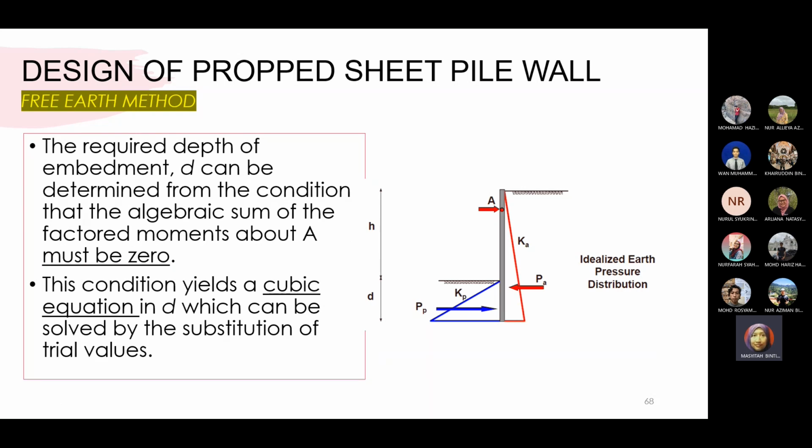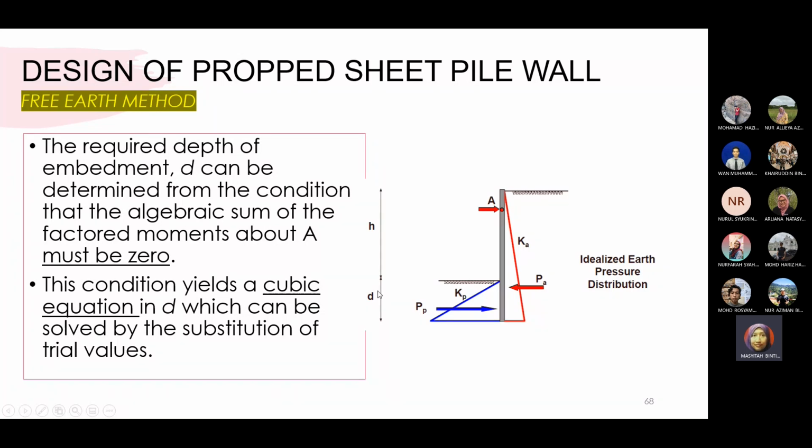So, the required depth of embedment D can be determined from the condition that the algebraic sum of the moments about A must be 0. So, this condition yields a cubic equation in D which can be solved by the substitution of dry values. So, again, yang ni need the help from calculator lah. You set dia punya formula, you setting unknowns, berapa unknowns kita ada kat sini. Kalau ikutkan sebenarnya yang kita perlu cari adalah embedment depth D.